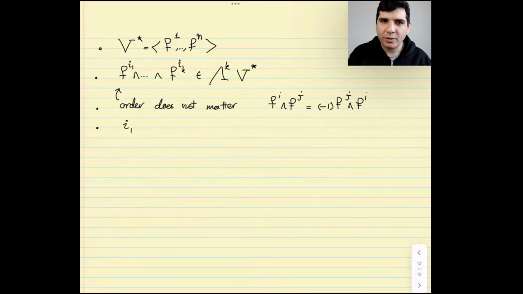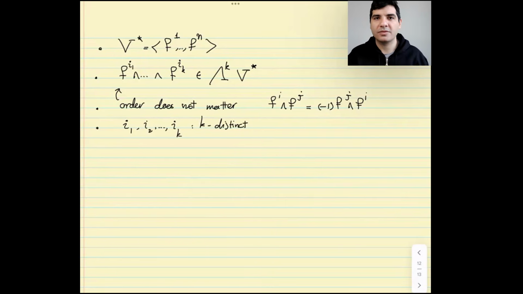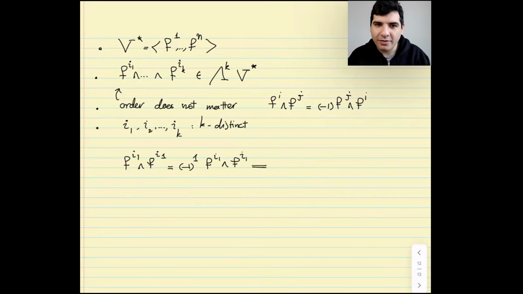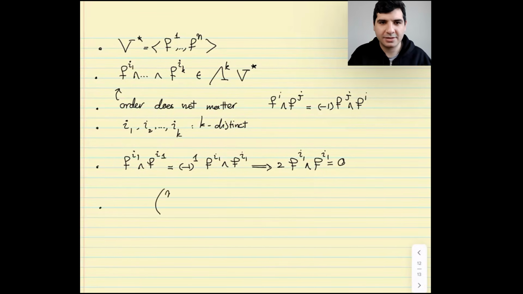The other thing to note is that if two of these superscripts are equal, the wedge product would be zero. So i1, i2 up to ik must be k distinct numbers from 1 to n. Note that if I have fi1 wedge fi1 in this list, I can bring them together. If I change their order, I should get a minus sign. So fi1 wedge fi1 is minus the order change, but it's the same as fi1 wedge fi1. So 2 times fi1 wedge fi1 is 0, which means fi1 wedge fi1 is 0. 0 tensor other things is 0.